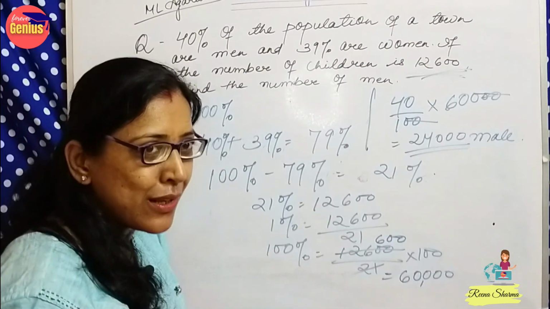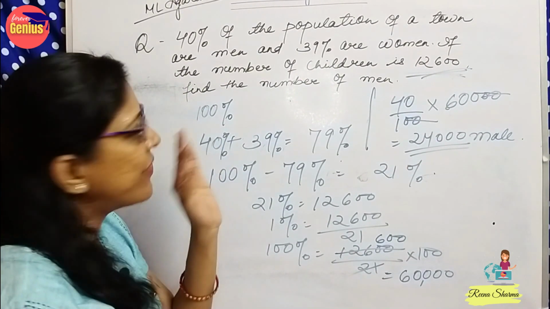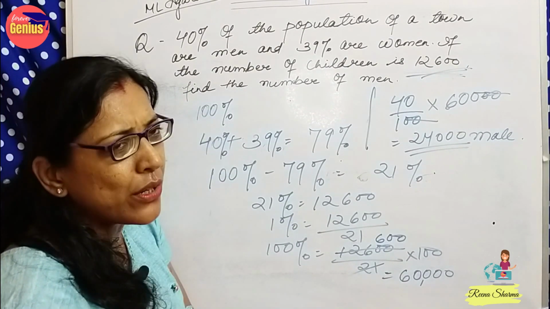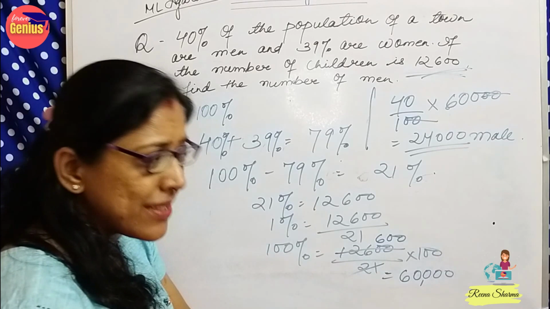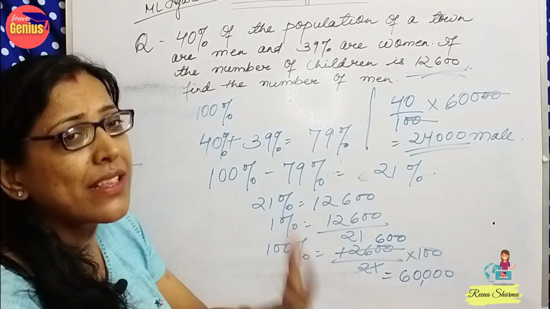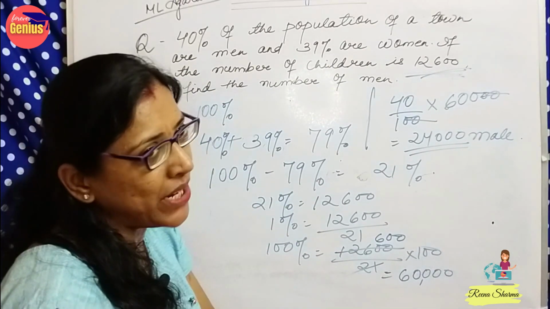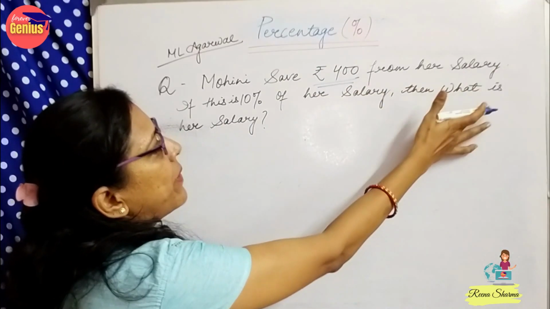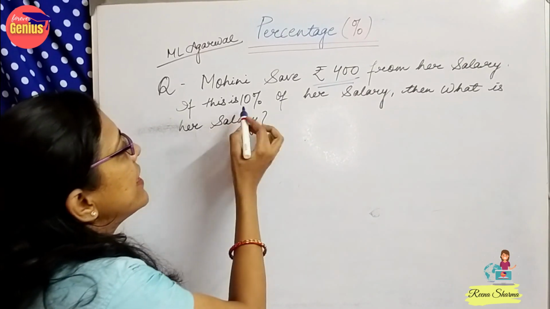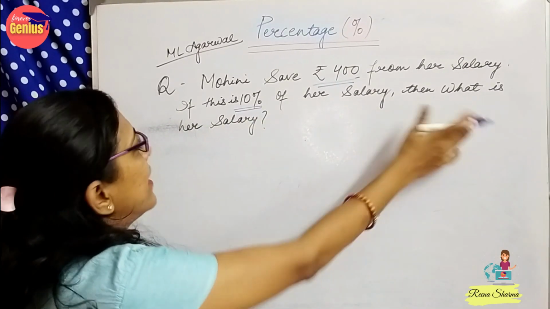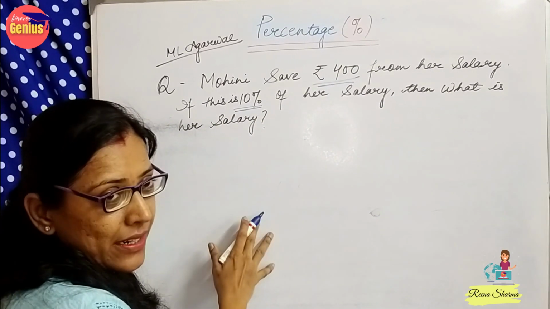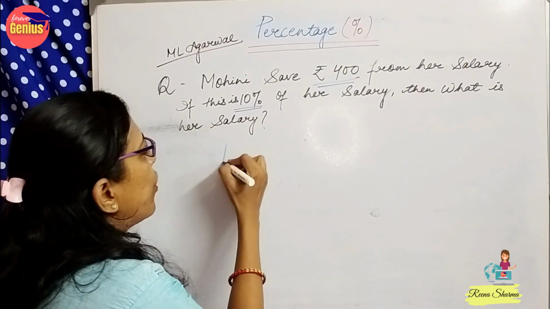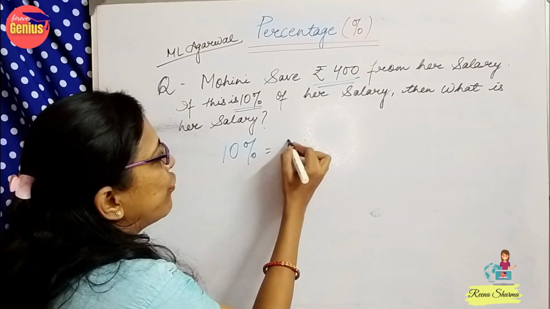Isn't it clear? So these are some of the examples which we did. We will carry forward this video and do some of the examples related to percentage, which are the frequently asked questions in examinations. So see, Mohini saves rupees 400 from her salary. If this is 10% of her salary, then what is her salary, meaning our total salary? So we know 10% is equals to 400.